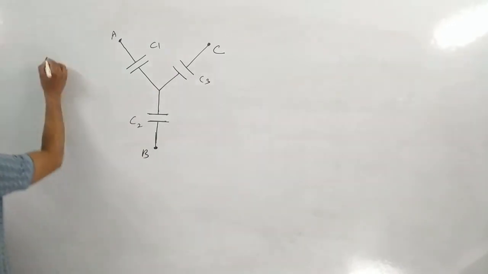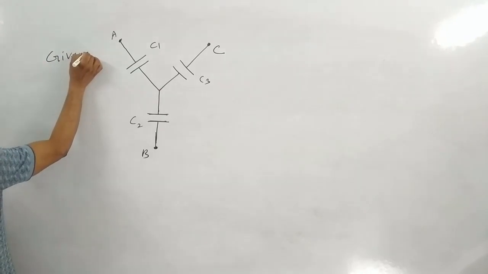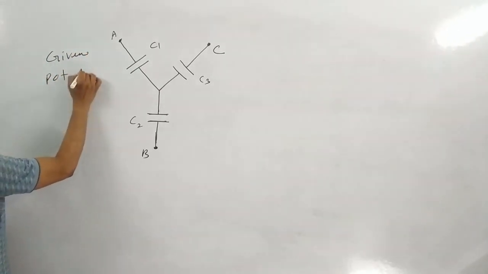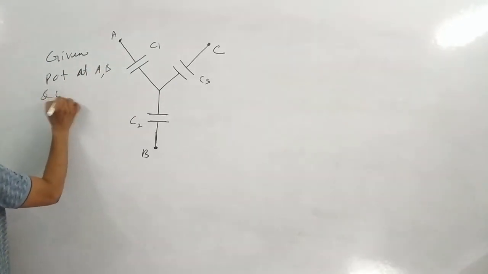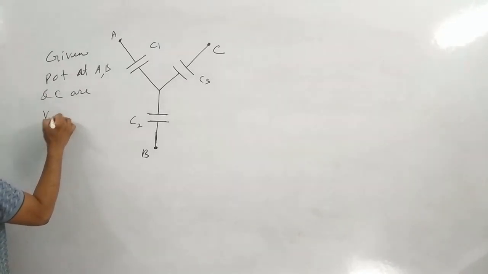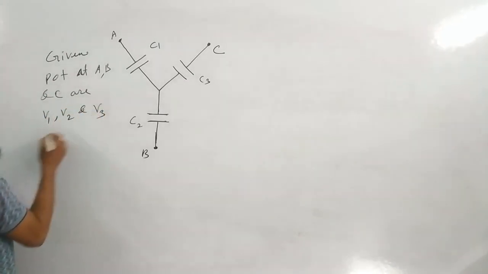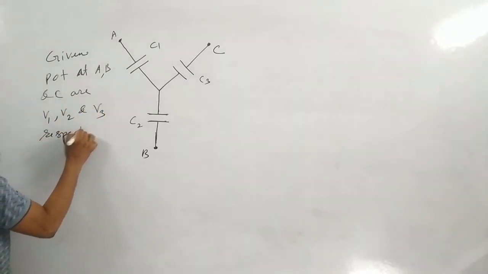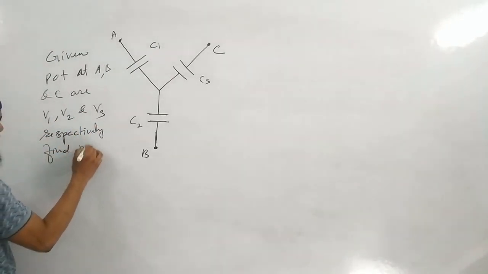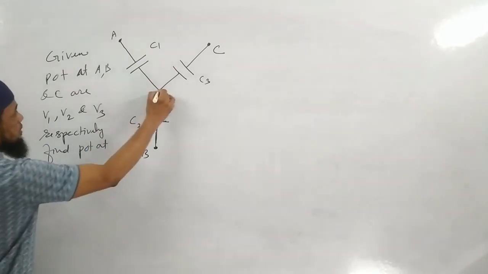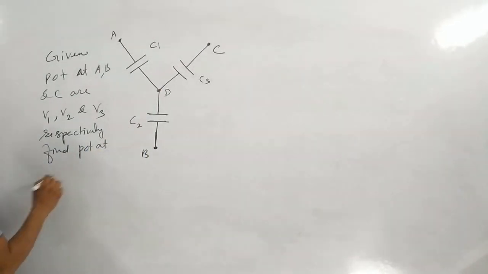Okay, given potential at A, B and C are V1, V2 and V3 respectively, find potential at this particular point. For example, potential at D. What is the potential at D?